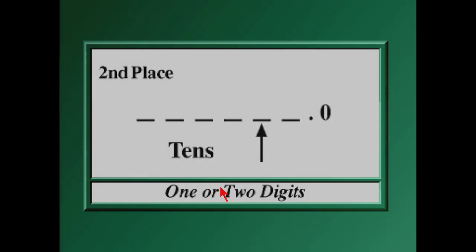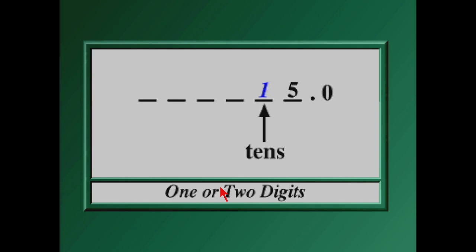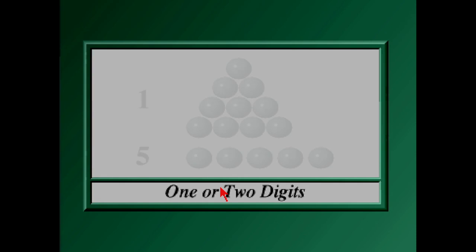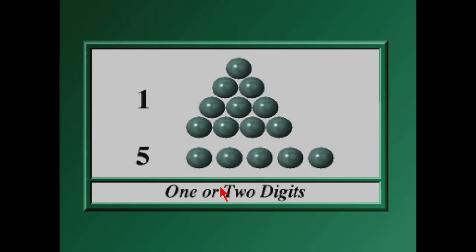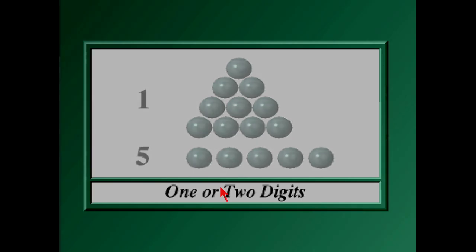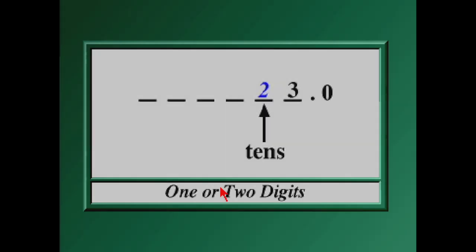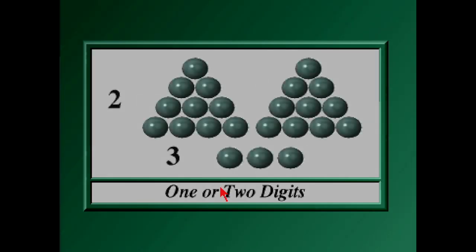The next place to the left of the decimal point is called the tens place. All double-digit numbers occupy both the tens and the ones places. For example, the number 15 is represented with the symbol for 1 in the tens place and the symbol for 5 in the ones place. The two-digit symbol 15 means 1 ten and 5 ones. The number 23 is represented with the symbol for 2 in the tens place and the symbol for 3 in the ones place. The two-digit symbol 23 means 2 tens and 3 ones.